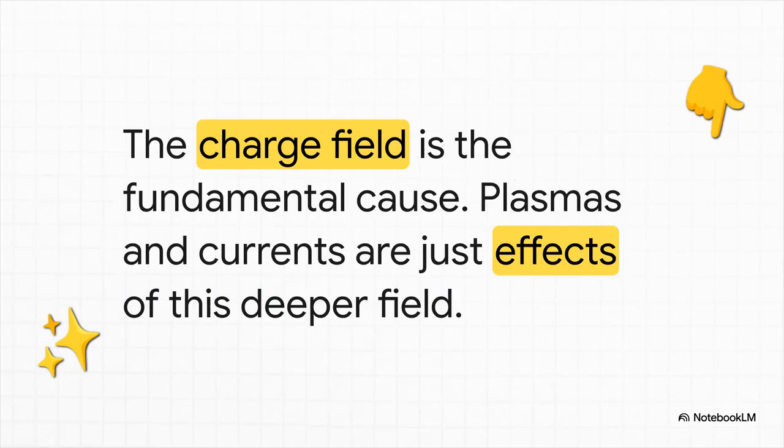So, this all leads to the paper's final grand conclusion. This charge field is the real cause of everything. The things we see, like the aurora, the plasmas, the electric currents, they aren't the cause of the fields. They're just the visible effects of this much deeper fundamental charge field flowing through the Earth.